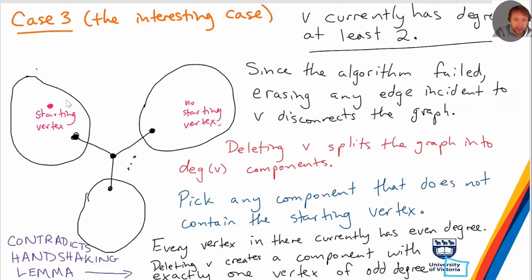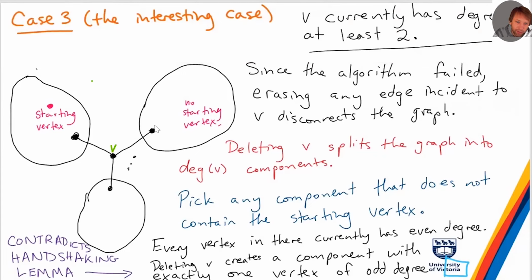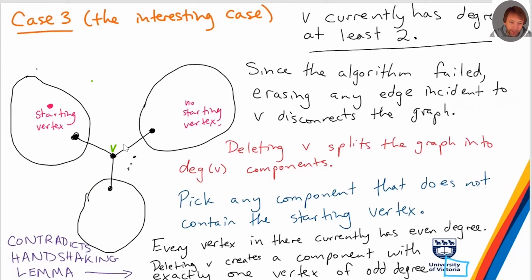So the picture looks like this. I've got the vertex V in the middle, I've got some neighbors of V, and if I take a step here and I delete the edge, it'll disconnect the graph, right? So this will be a connected component and this will be a connected component of the graph. If I go from V to this one and I delete that edge, it'll disconnect the graph.